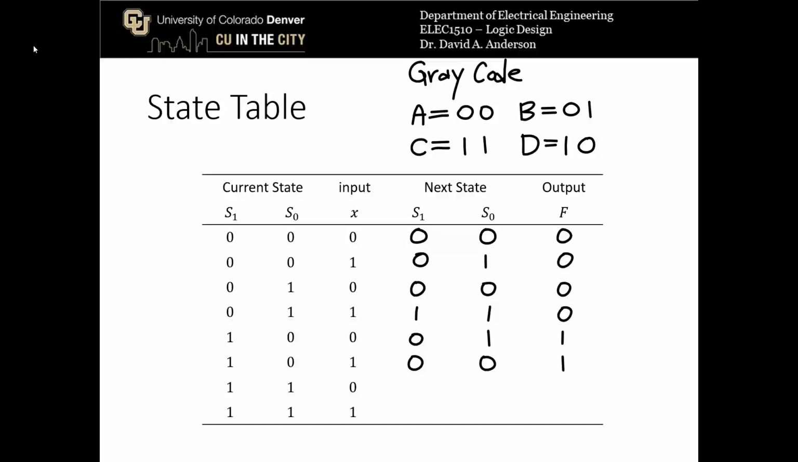For the final two rows in the state table, S1 and S0 both being 1, we move to state D when x is a 0 and output is 0. We move back to state C when x is a 1 and output is 0. So this is a slightly different implementation.